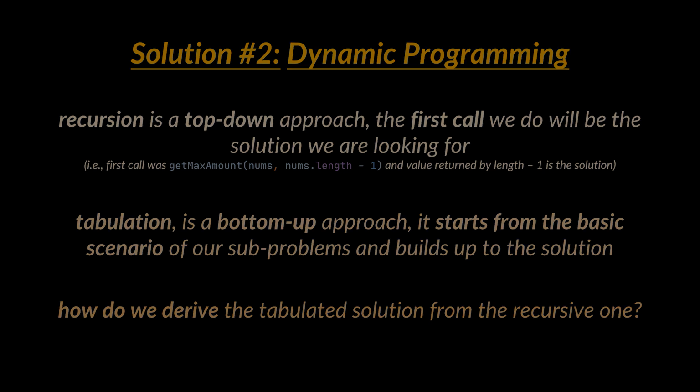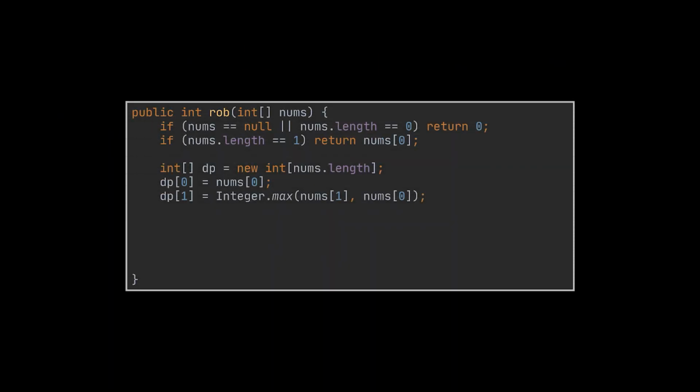Well, to do that, we'll need to create an array, and this array should store at first the basic scenarios, which will be very similar to the breaking conditions we defined in our recursive approach. Hence, the first index will store the first integer, and the second one will store the maximum between the first and the second. Now that our basic conditions are set, we can use the same exact logic we made use of in the recursive approach.